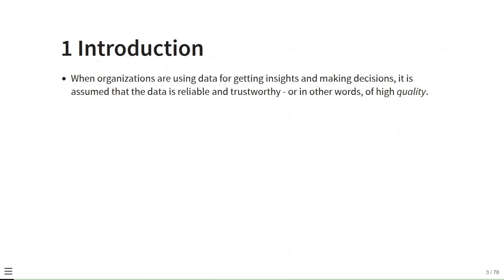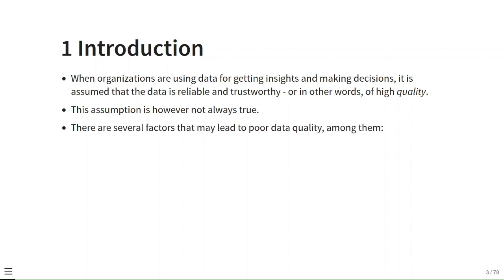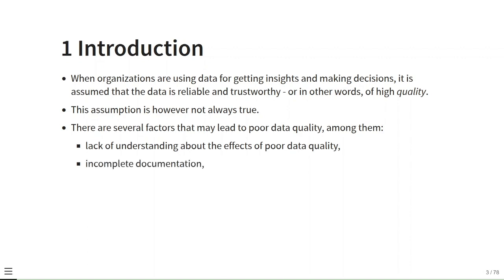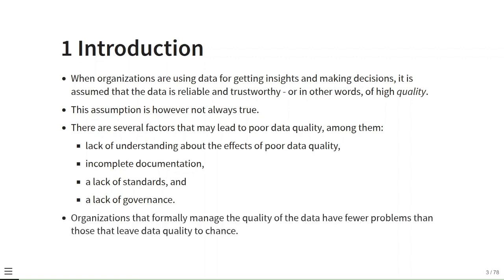When organizations are using data for getting insights and making decisions, it is assumed that the data is reliable and trustworthy, or in other words, of high quality. This assumption is, however, not always true. There are several factors that may lead to poor data quality. Among them, lack of understanding about the effects of poor data quality, incomplete documentation, a lack of standards, and a lack of governance. Organizations that formally manage the quality of the data have fewer problems than those that leave data quality to chance.